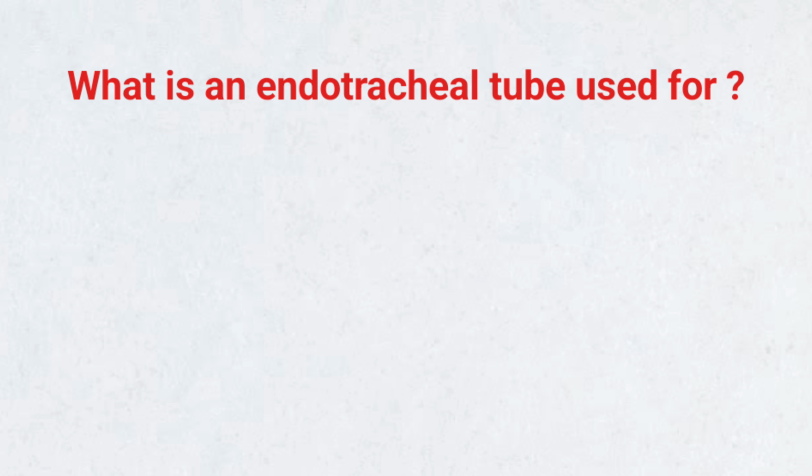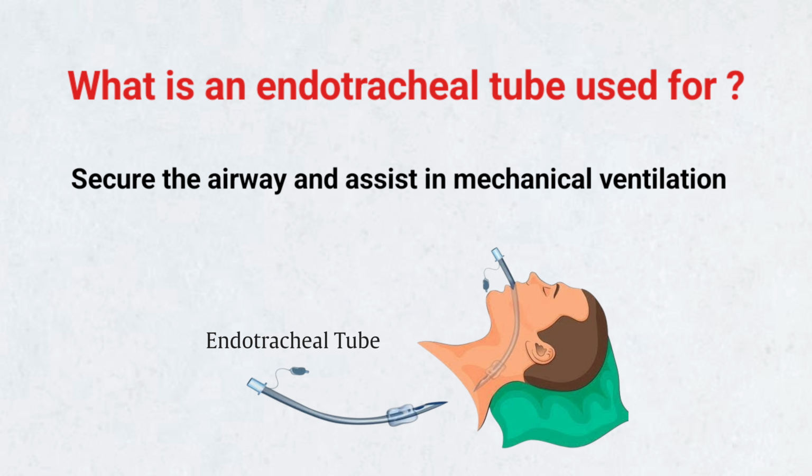What is an endotracheal tube used for? Endotracheal tube is used to secure the airway and assist in mechanical ventilation.